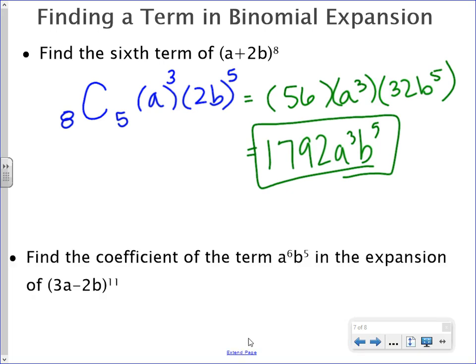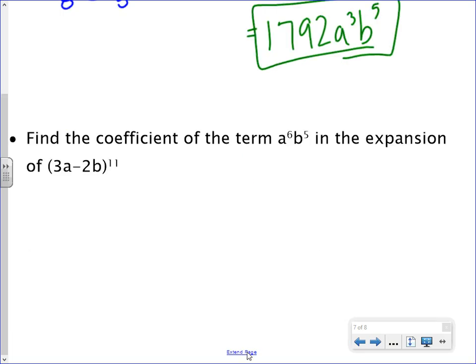Last but not least, ready guys? Last example. Okay. Go ahead and write it down. Find the coefficient of the term a to the 6, b to the 5. Write it down. Don't do anything else.